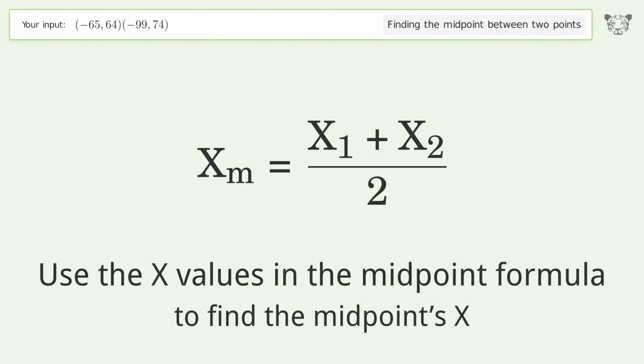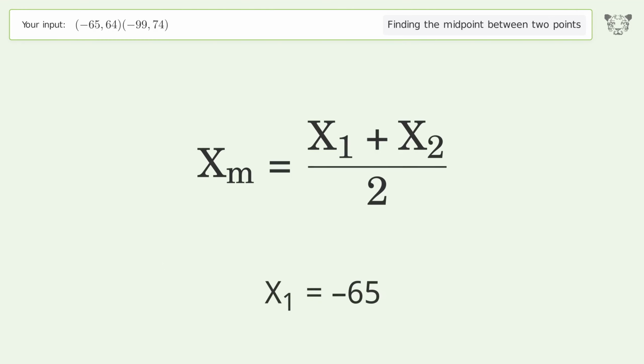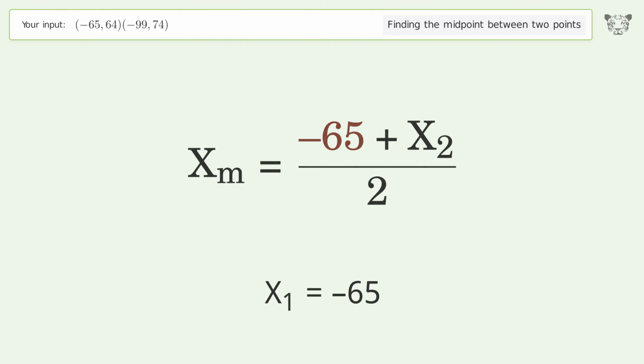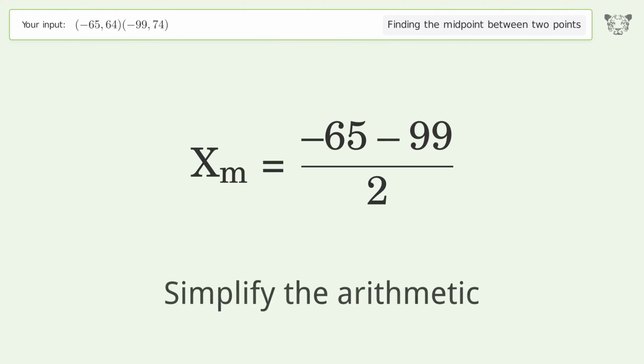Use the x values in the midpoint formula to find the midpoint's x. x1 equals negative 65. x2 equals negative 99. Simplify the arithmetic.